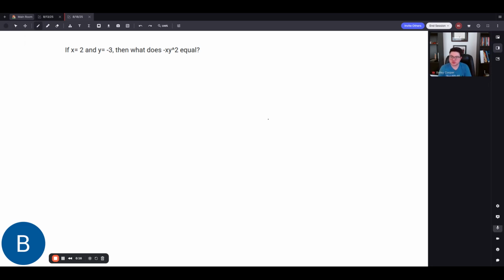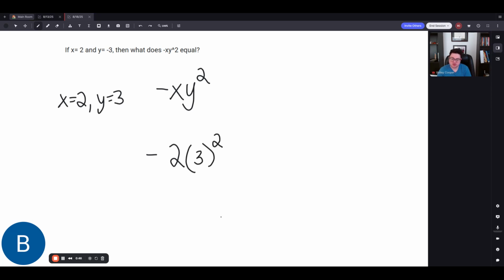So first thing, I'm just going to rewrite this a little bit so that it's clearer what it's saying. So x equals 2, y equals -3, and we're simplifying the expression negative xy squared. First thing we're going to do is substitute these numbers in for these variables. They're saying x is 2, so we're going to put 2 in for x. They're telling us y equals -3, so we're going to put -3 in for y. And now we can start simplifying because we have all of these numbers.